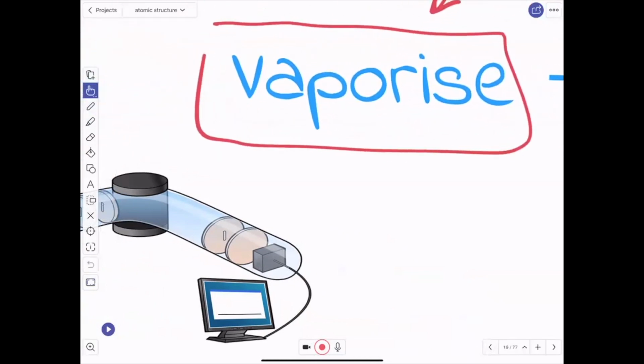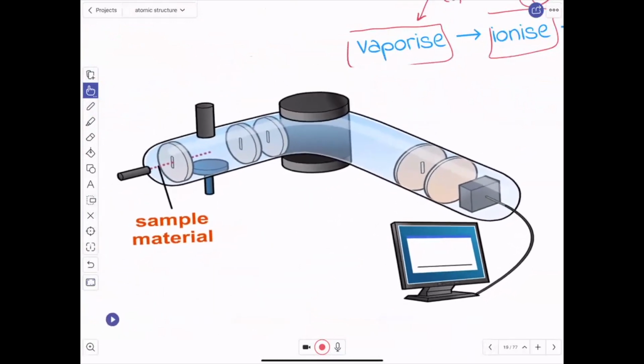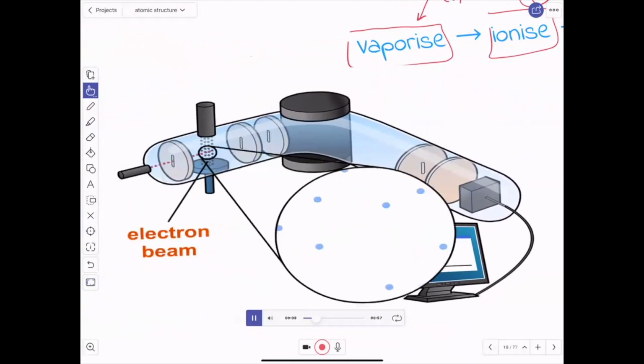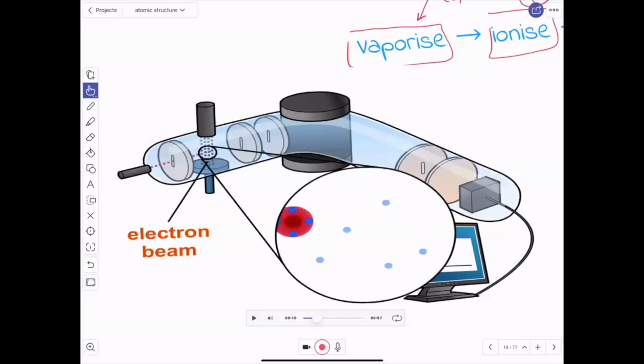First event is vaporization. Okay, so here's my machine. So event number 1 is I'm gonna get the sample and I'm gonna vaporize it, meaning that I'm gonna turn it into a gas sample. The reason why I need it to be in the gas state is because I cannot run solid or liquid forms of matter. I need to have gases because I'm aiming to run this sample through this tube that you can see here in my machine, all right?